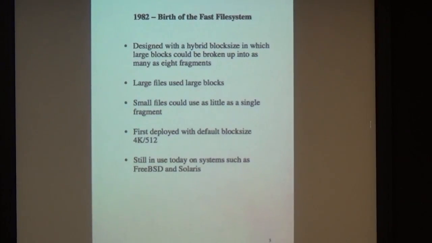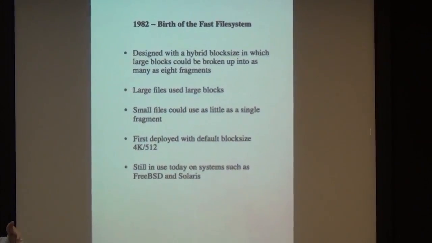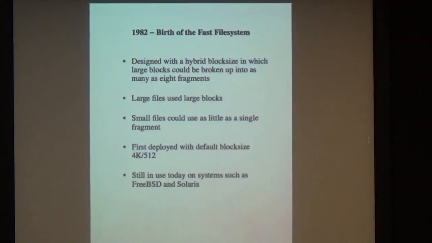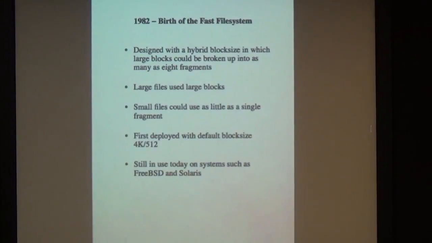Here we decided we would use a hybrid block size. So you could have big blocks for big files, but in order to not waste too much space, we would be able to take one of these big blocks and break it up into up to 8 pieces. So we could take a 4K block and make the file a bunch of 4K blocks, and then we could have a little fragment that'd be 512 or 1K or 1.5K or whatever. And so we would get the density of the original 512 byte block file system, but most files would transfer much faster because of the big blocks.